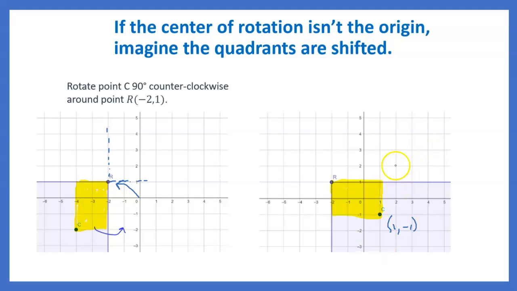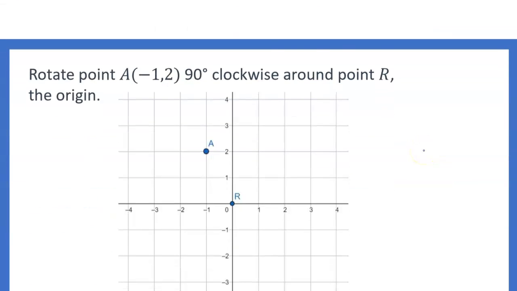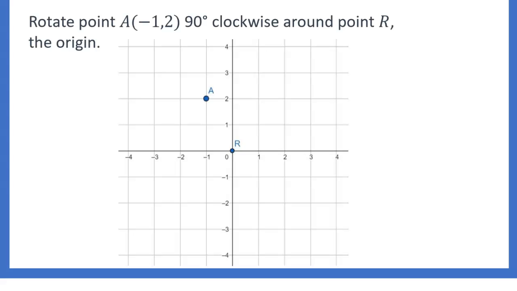All right, so we have a few for you to try on your own. Rotate point A, negative 1, 2, 90 degrees clockwise around point R, the origin. So you have a few things you need to ask yourself. Which direction? How many quadrants? Where does it end up? Pause the video, figure that out, come back, see if we get the same answer.